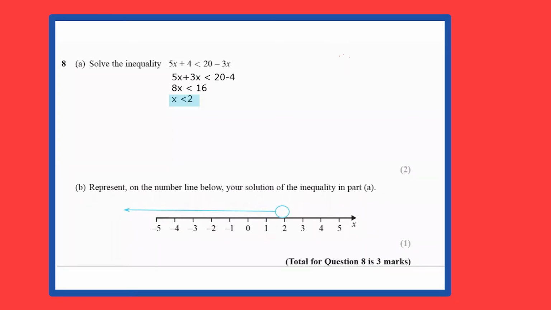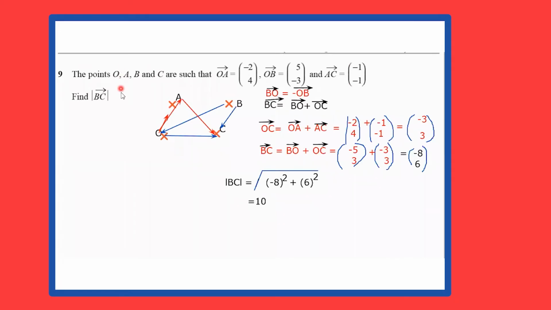Now let's move on to question 9. Here we have the points O, A, B such that vector OA is (-2, 4), vector OB is (5, -3), and vector AC is (-1, -1). Let's start with OA and mark A. We have OA, we also have OB, and we've been given AC. We're asked to find BC.